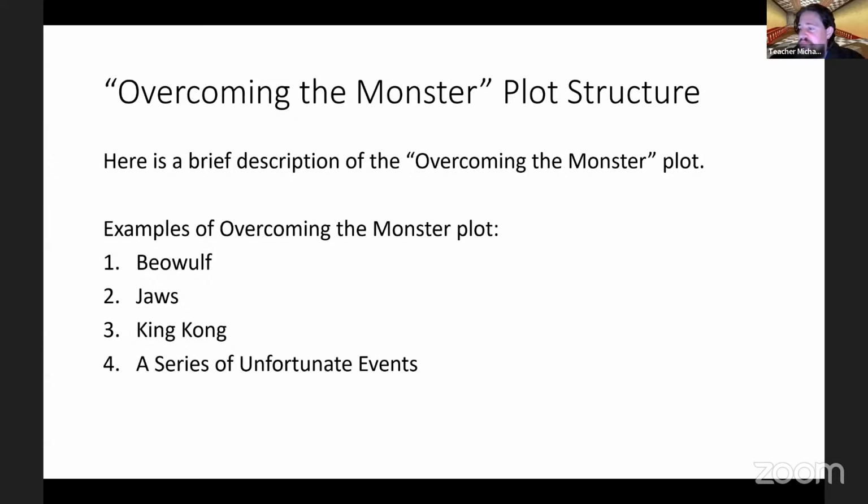Or it could be a source of a problem in their life. So it could be something like a fear or an illness or an addiction, just anything bad that your main character, that your protagonist has to defeat. And yeah, so that is an overcoming the monster plot. That is the main character has a person or a monster or a fear or a sickness or an illness that they need to defeat in this story.